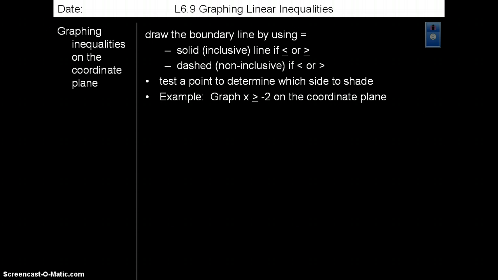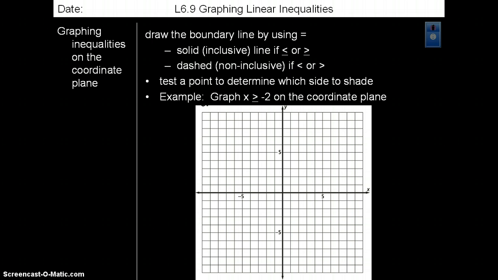So our example, we are going to graph x is greater than or equal to negative 2 on the coordinate plane. So here we have a coordinate plane. Remember, we do have both of our x and our y variable. Our first step is, of course, to draw the boundary line using an equals. So our boundary line here would be x equals negative 2. So here we can see the vertical line representing x equals negative 2. This actually came up on a quiz that we took recently. This is a solid line because the or equal to has been included.